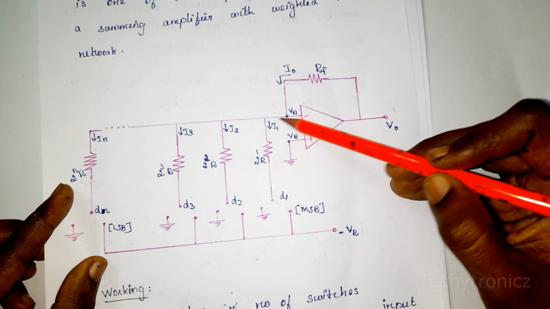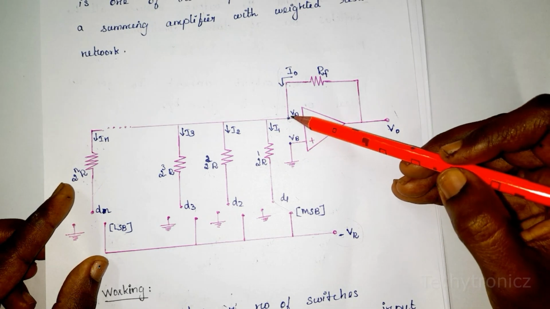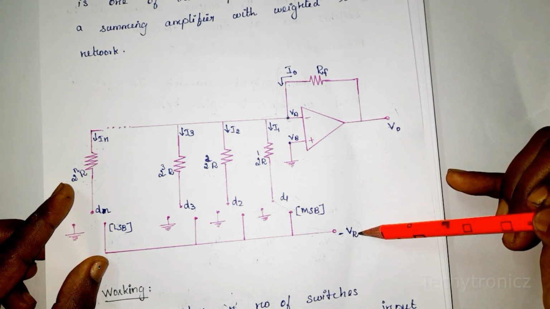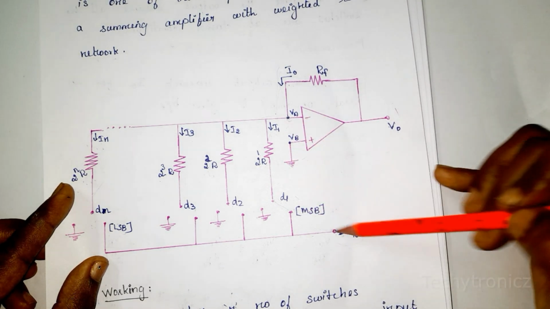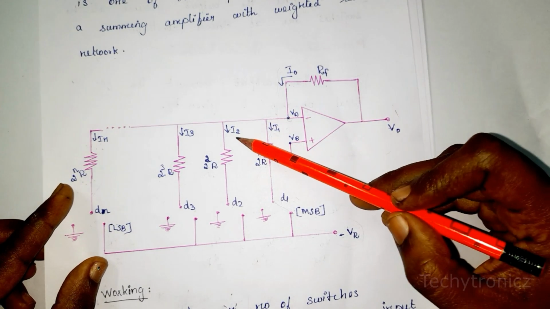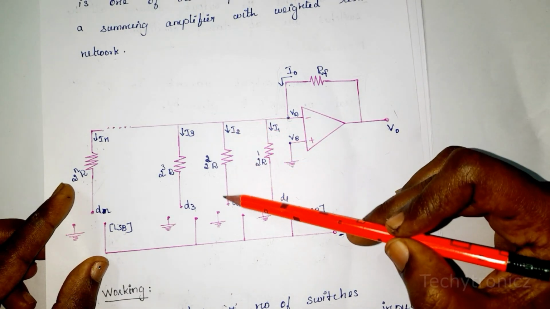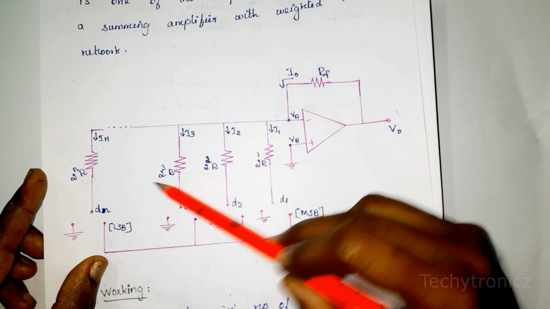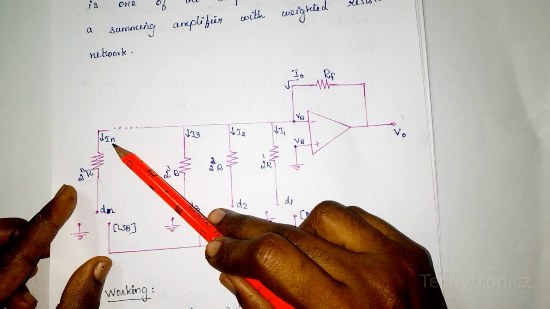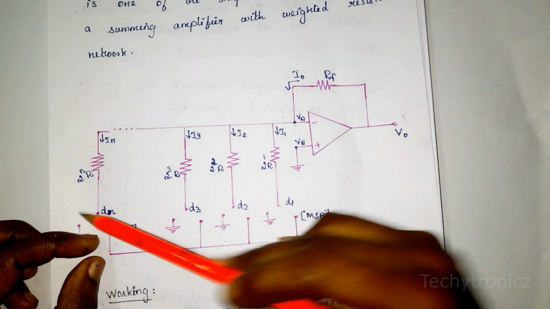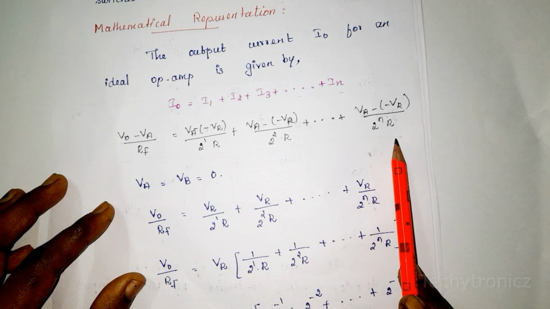Then what is I1? For I1, the voltage difference across the resistance is VA minus VR, and the reference voltage is negative, so VA minus of minus VR divided by 2 power 1 into R is I1. Then I2 is equal to VA minus of minus VR divided by 2 power 2 into R, and so on, up to IN, which is VA minus of minus VR divided by 2 power n into R. Can you understand?